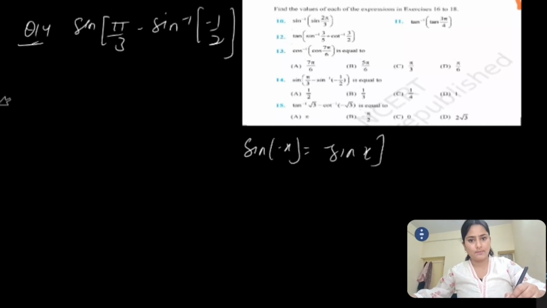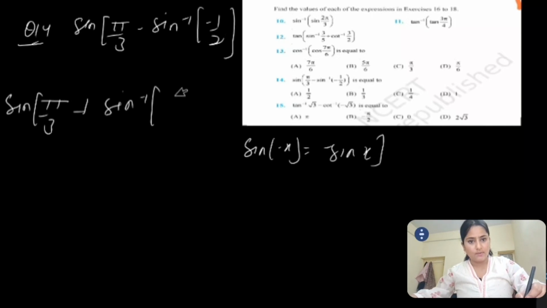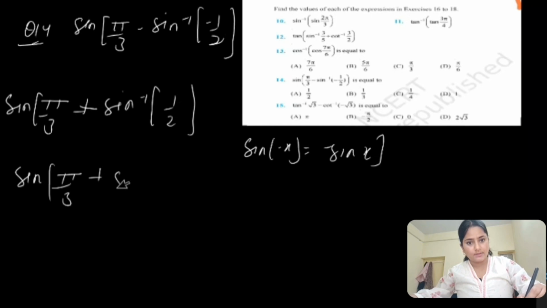Now next step, we will see sin π/3. And we know the sine inverse of −θ, with 1/2 taken as θ, we'll put this minus outside and it will become plus. So plus sin⁻¹ of 1/2, and change 1/2 as sin π/6, which means sin 30. So now into the next step, we have sin(π/3 plus sin⁻¹(sin π/6)).